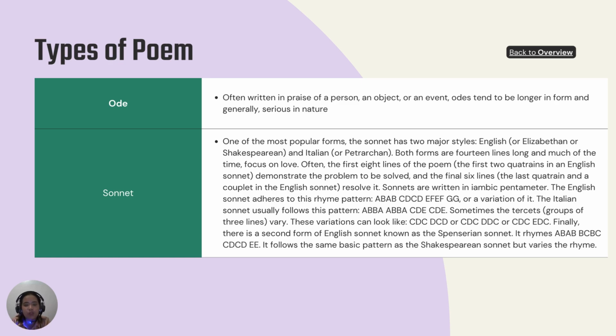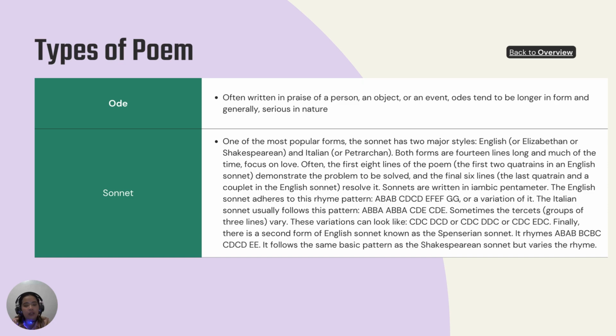Sometimes we have iambic pentameter, with rhymes of A, B, C, D, E, F, and G. While for the Italian sonnet, we have A, B, A, C, D, E. Sometimes the groups of three lines vary, so we may have variations like CD-CD, or CDC, DDC, or CDC, EDC.